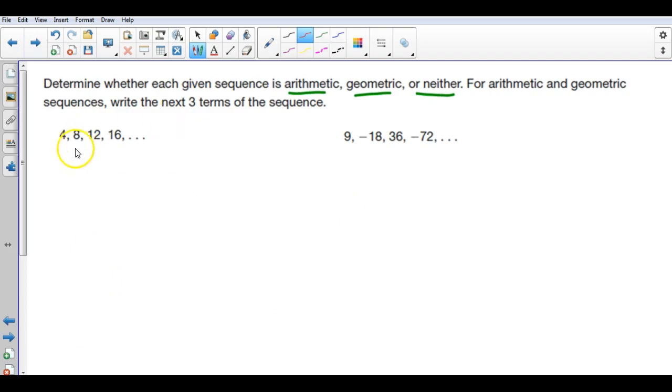So that might be one of our options here. Let's check this first sequence. The first thing that I am going to check for is arithmetic. So if you take 8 minus 4, you get 4. If you take 12 minus 8, you get 4.